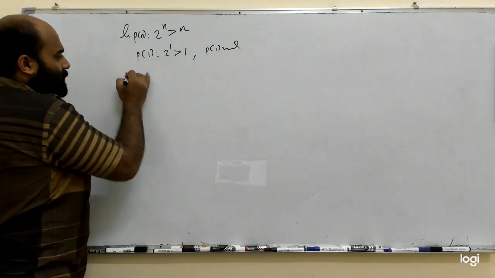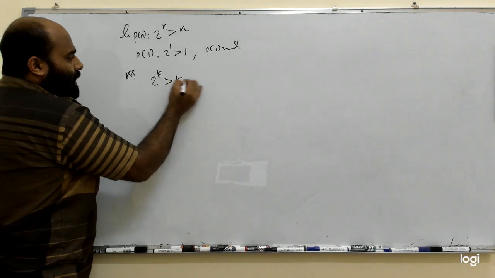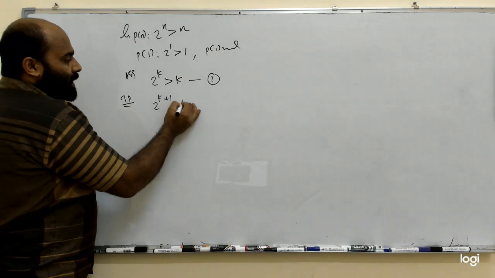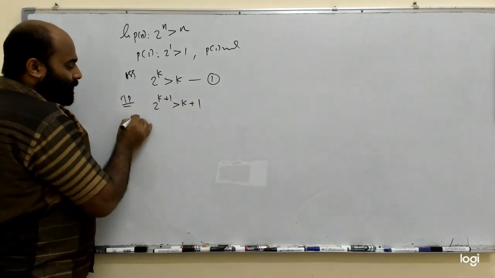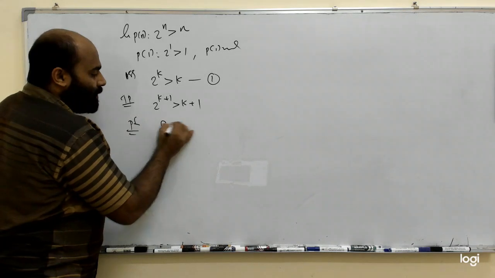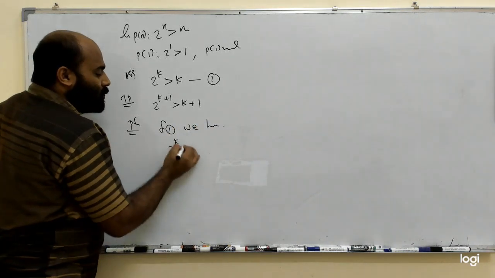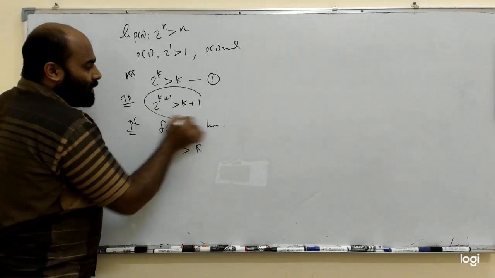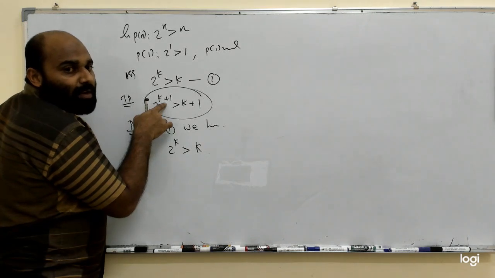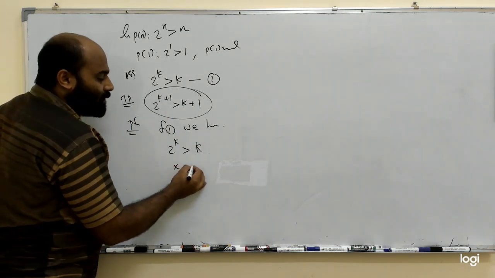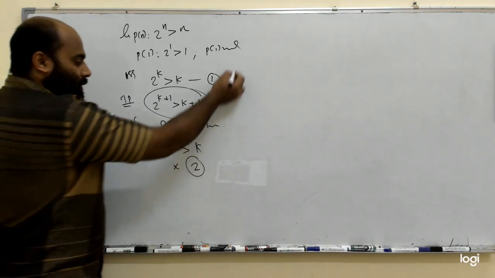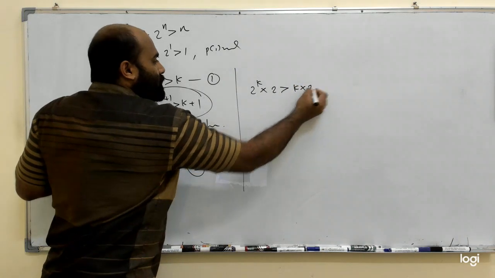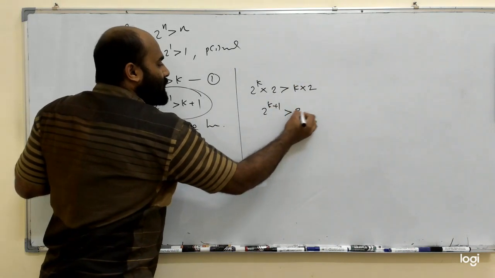Now what assumption? Assume 2 raised to k greater than k, equation number 1. To prove 2 raised to k plus 1 greater than k plus 1. Proof. From 1, we have 2 raised to k greater than k. To get 2 raised to k plus 1, we have to multiply both sides by 2. So you will get 2 raised to k into 2 greater than k into 2. So 2 raised to k plus 1 greater than 2k.